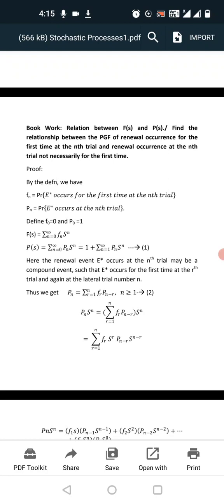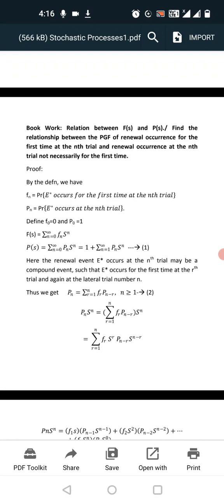F of s is nothing but the summation n equal to 0 to infinity fn s power n, and P of s is nothing but the summation n equal to 0 to infinity pn s power n. If we put the initial condition n equal to 0, we have p0 s power 0. We know the initial value p0 equals 1, therefore 1 plus the summation n equal to 1 to infinity pn s power n, which is denoted by equation number 1.